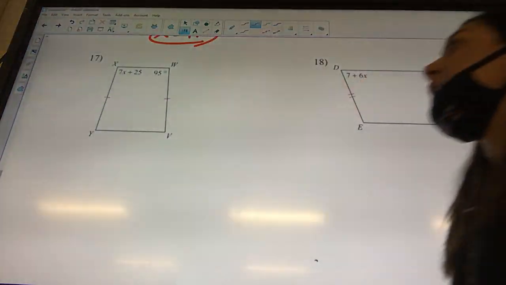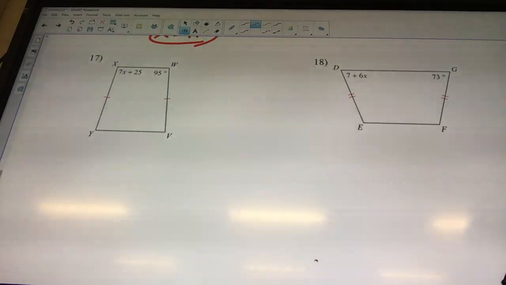Okay, look at 17. I know one is 95. Which other one is 95? Oh, sorry, X. Yeah, the other X. Okay, and so how would we set this up?